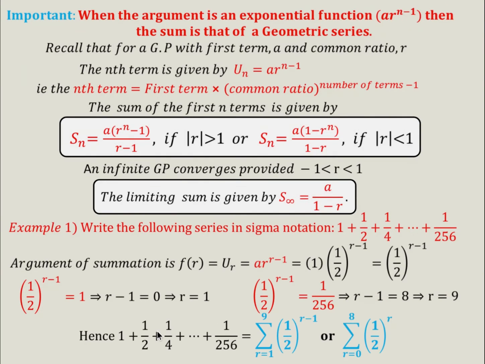We can then write the series as summation from r equals 1 to 9 of half raised to the power r minus 1. And it should be noted that this series can also be written as summation from r equals 0 to 8 of half to the power r. Now it's important to know how the alternative is obtained, because this could occur in multiple choice questions, and if the right key is not the first one, it would be the second one. Actually, to get the second one from the first, you simply add 1 to the exponent of your argument and then subtract 1 from the lower limit and subtract 1 from the upper limit.